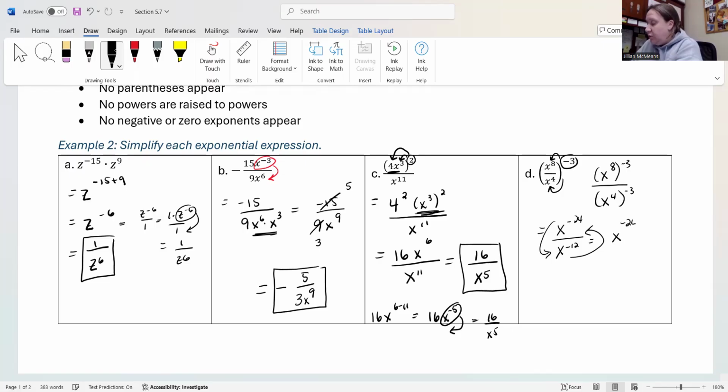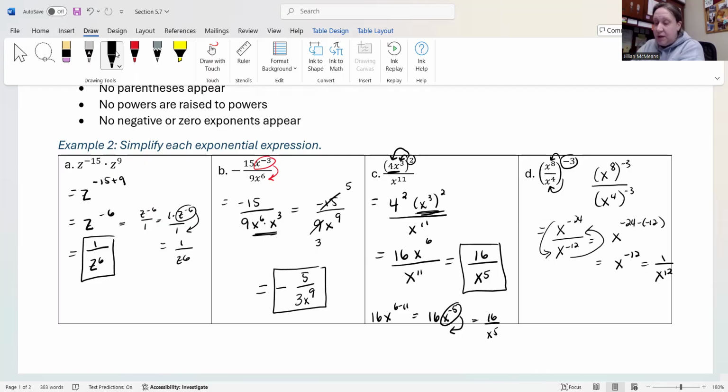So that's going to be negative 24 minus negative 12. Well, that's going to give me x to the negative 12 power because negative 24 minus negative 12 becomes negative 24 plus 12, which is negative 12. And then this just becomes 1 over x to the 12th power. That's one way you could approach this problem. Okay, so write this down if this makes sense, that's great.